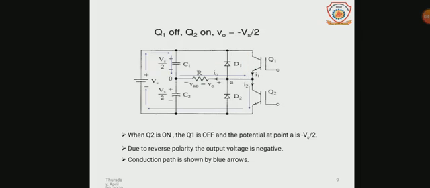In the second case, when the transistor Q1 is off and the transistor Q2 is on, the path of conduction is shown by the blue lines and the output voltage that appears at the load R is minus Vs by 2.